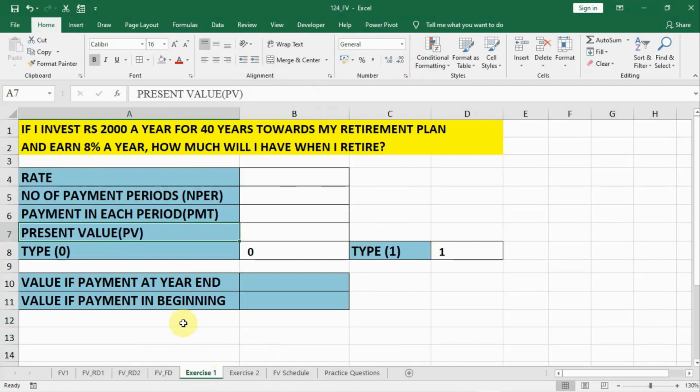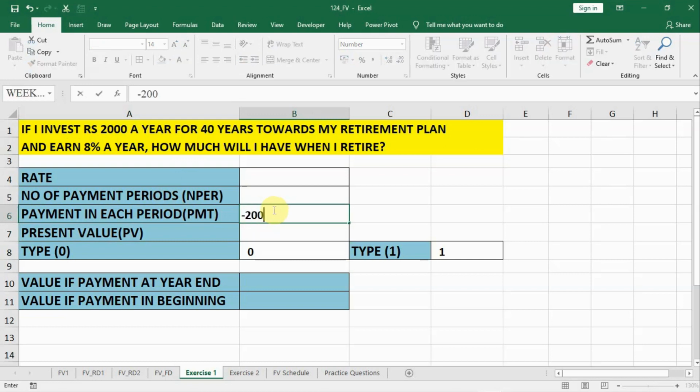Now let us see an example. In this example, we'll use the future value function as we learned in the last lecture. The investment is rupees 2000 in every period. So we'll say payment in each period is 2000. We'll make it minus 2000, and our rate is 8% each year. We'll write down 8% here, and the number of payment periods is 40, for 40 years, we'll write down 40 here, and the present value is 0.